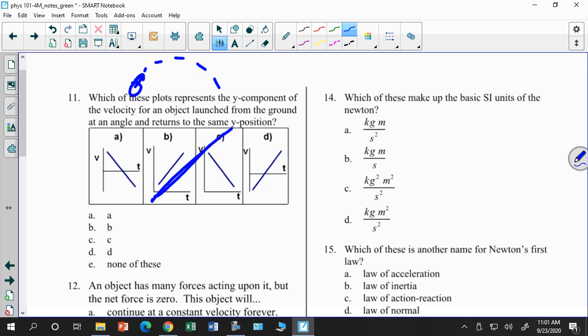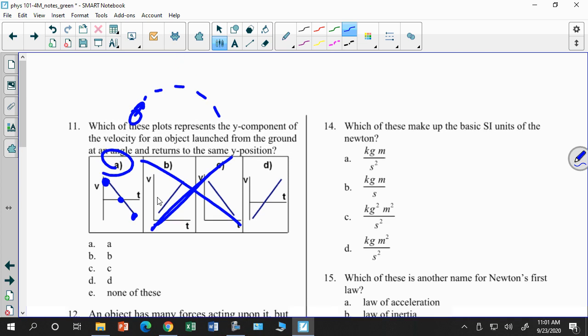Neither of these have 0 on them, so I can just get rid of those. It has to be either A or D. Starts with a big positive velocity, goes to 0, and then it gets bigger in the negative direction. So A would be the right answer. Make sure also that you can do all the others too.